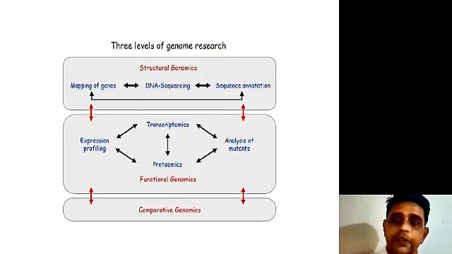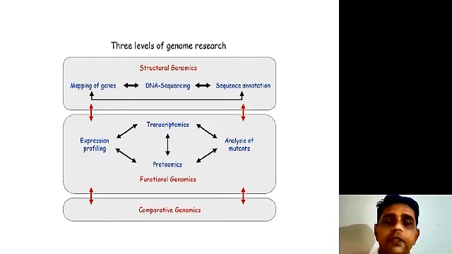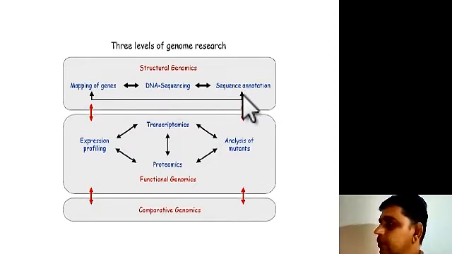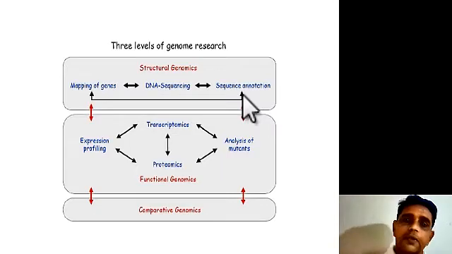Now suppose you are taking the different concepts of genomics, then you can also have three types of genomics. The first type of genomics is known as structural genomics. That includes DNA sequencing, the mapping of genes, and the annotation process. So that is the first kind of genomics, which is known as structural genomics.